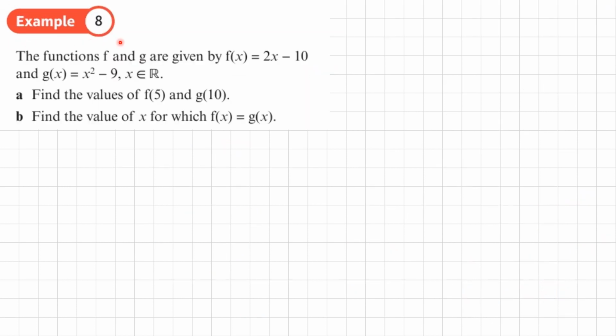Example 8. The functions f and g are given by f of x equals 2x minus 10 and g of x equals x squared minus 9, and x is in the set of real numbers. So what this means is the input values can be any type of number: positive, negative, 0, whole numbers, fractions, rationals, irrationals, surds. So any type of number can be our input number.